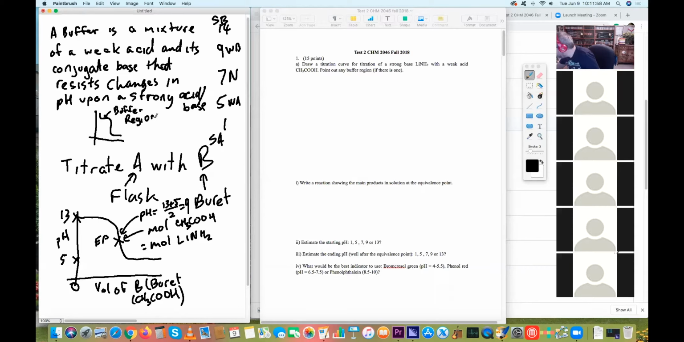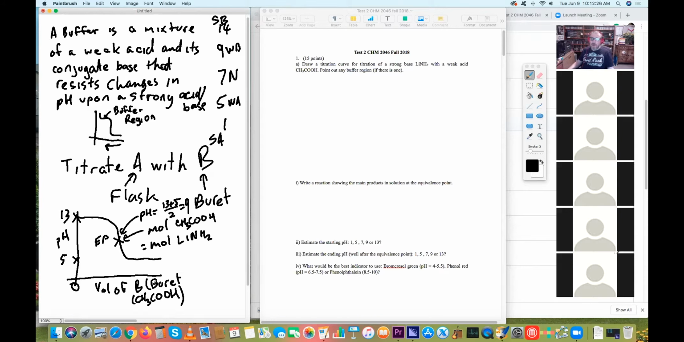But the best advice I can give you is to look at what's down here. If that volume is not of a strong acid or strong base, you're not going to get a buffer region. The only times you get buffer regions is when you're adding a strong acid or strong base. Here we're adding a weak acid to a strong base, so we're not going to get a buffer region in this case. I do have a video about that as well.